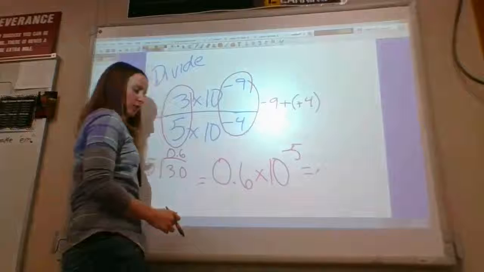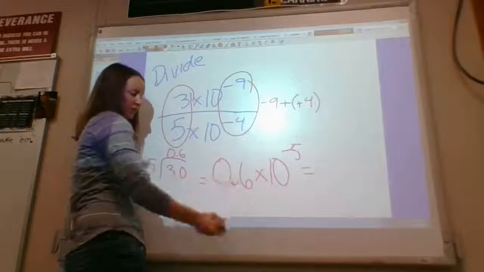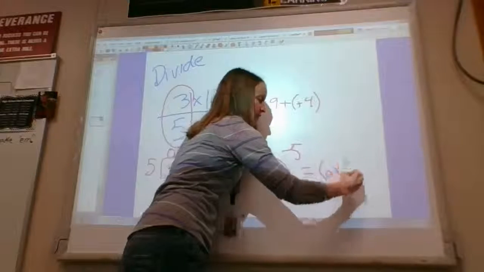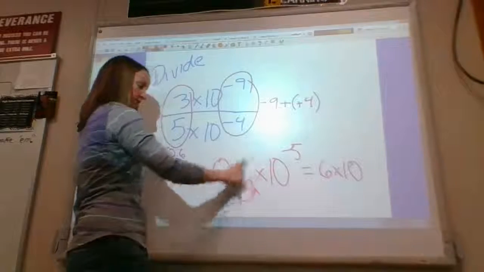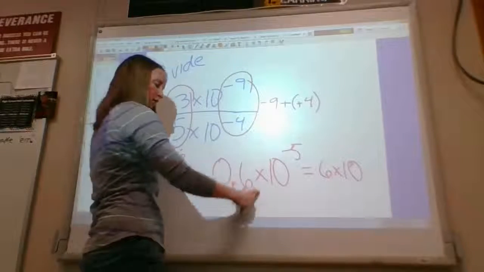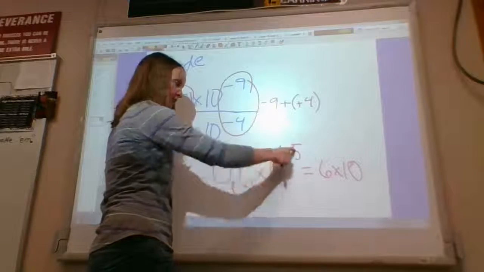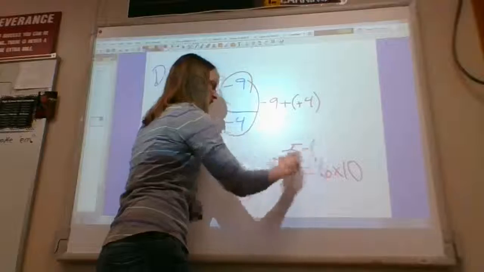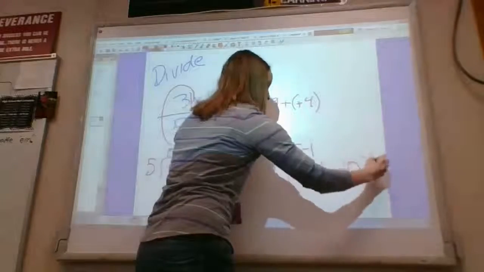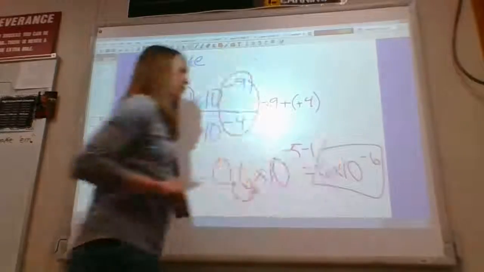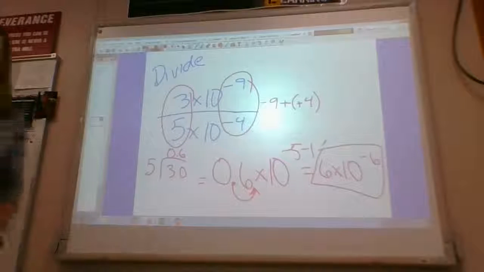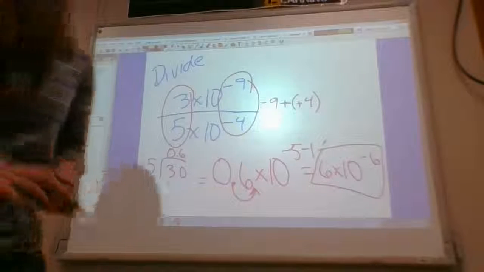And then the last step you have to ask yourself, is this scientific notation? No, we need the decimal there. So we got to go 6 times 10. And we just made this front number much larger. So if you make this larger, you have to make this smaller. Negative 5 minus 1 is negative 6. Always circle or box your answers because, like, look at that. You see that board up there? It looks kind of crazy.